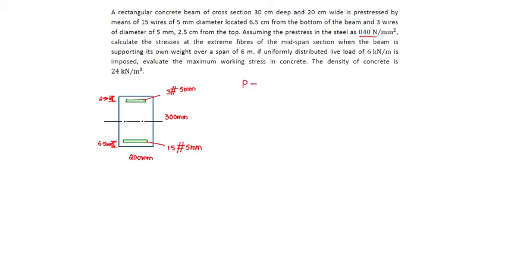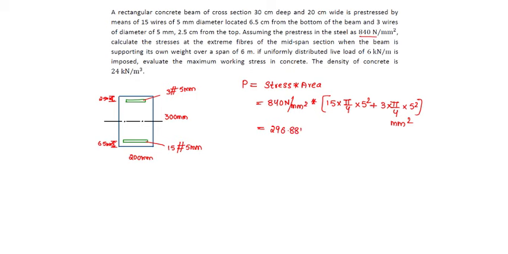So pre-stressing force will be equal to stress into area, that is equal to 840 Newton per mm square into area of wires, which is 15 bars of 5 mm dia, so 15 into pi by 4 into 5 square, plus 3 bars of 5 mm dia, so 3 into pi by 4 into 5 square mm square. The pre-stressing force in kilonewton will be obtained as 296.88 kilonewton.